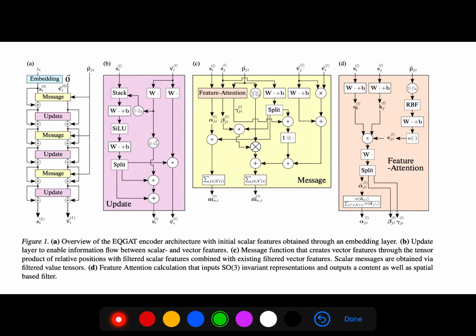This is an overview of the EQ-GAT encoder architecture. Here in B you see the update layer, and in C is the message function. And finally in D we have the feature attention calculation that inputs SO3 invariant representation and outputs a content as well as spatial based filter.